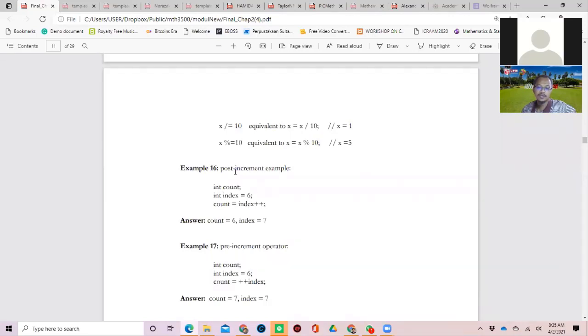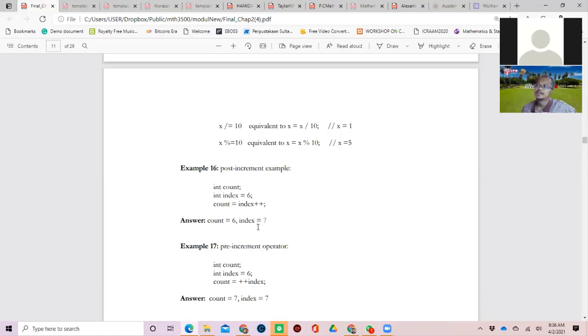Now look here, post increment. Now we look at the difference between post and pre increment or decrement. Look here, if we declare count integer, index integer, and we set index as 6 at the beginning, and then if we have an operator like this one, count equal to index plus plus, then what happens is count will be 6. So count equal to 6, index is equal to 7.